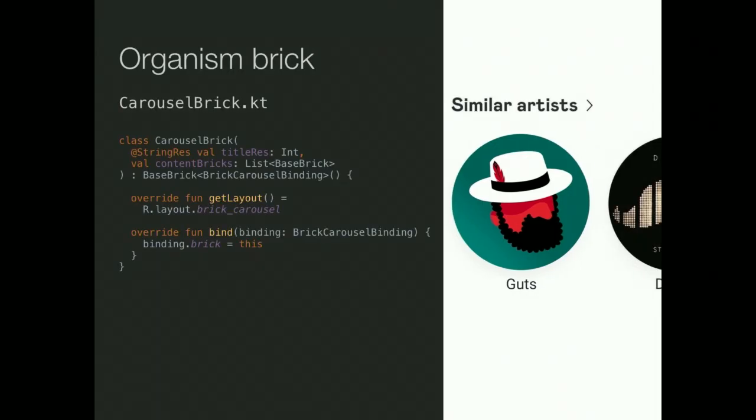Okay, so next layer is organisms, and an organism is itself a brick, but it takes some data, for example, for the title here, so we'll have a title resource, but also, since it integrates some molecules, it will take some bricks themselves as data. So here we have the similar artist carousel that is an organism. And so our carousel brick will receive the title reference and a list of bricks themselves that will correspond to the list of artists.